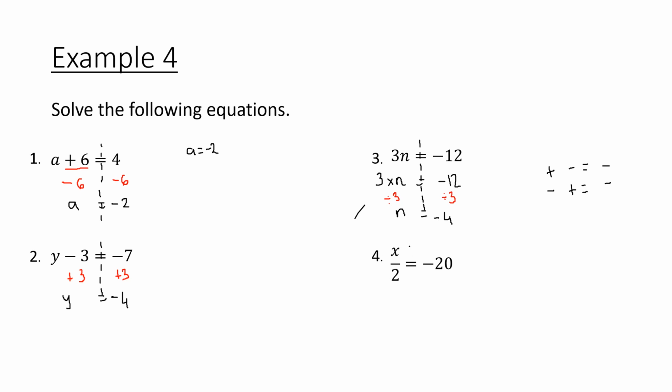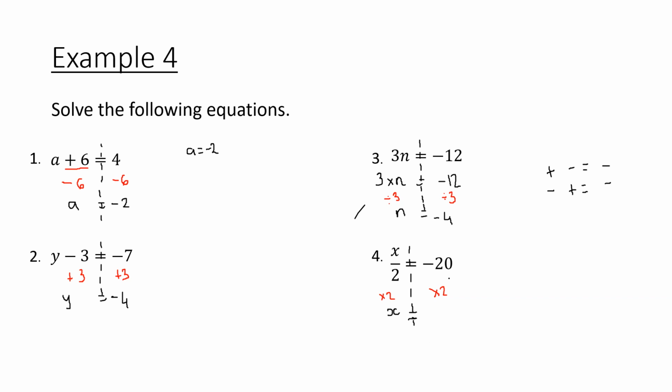Similarly, let's have a look at this one. X divided by 2. So we've got x divided by 2. So we have to get rid of that 2. To get rid of it, we have to do the opposite of divide, which is multiply by 2. So we have to multiply both sides by 2. So that means that our x is now on its own because the 2, we have eliminated it. So x is equal to minus 20 times 2.